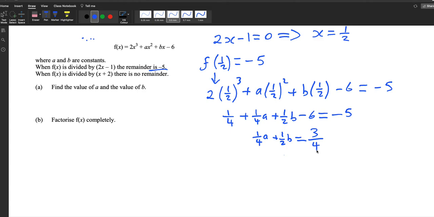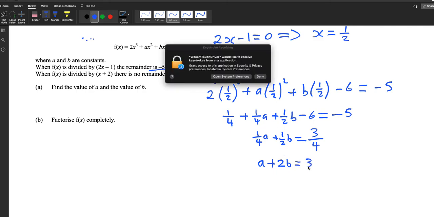Just want to say, mistakes can be made, and mistakes are painful. So I am trying my best not to make any mistakes. We'll manage, but just watch out for those. I'm going to tidy up by multiplying everything through by 4, because I'm not really a fan of fractions in this case. So if I times by 4, I get a plus 2b equals 3. Cool. So that's that bit of the information that's used.